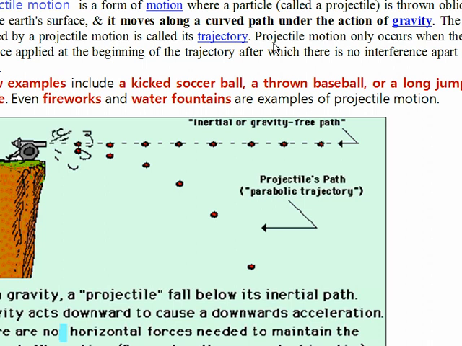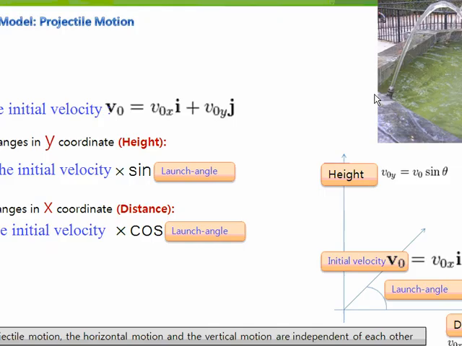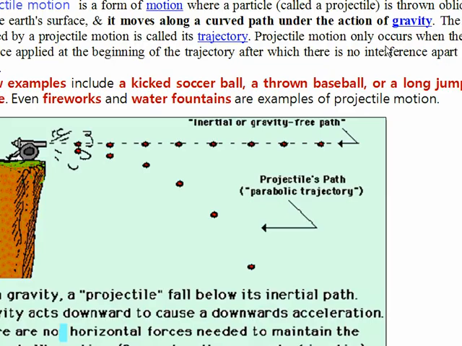Projectile motion only occurs when there is one force applied at the beginning of the trajectory, after which there is no interference apart from gravity. Examples of projectile motion include a kicked soccer ball, a thrown baseball, or a long jumping athlete. Even fireworks and water fountains are examples of projectile motion like this. This is the typical example of projectile motion.